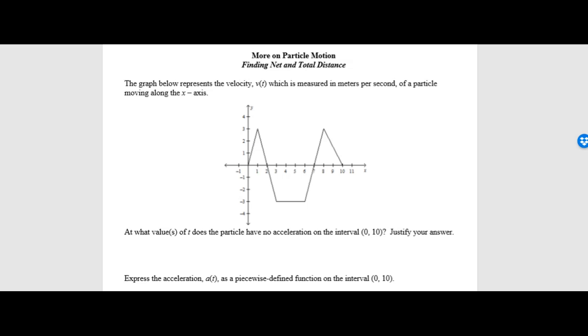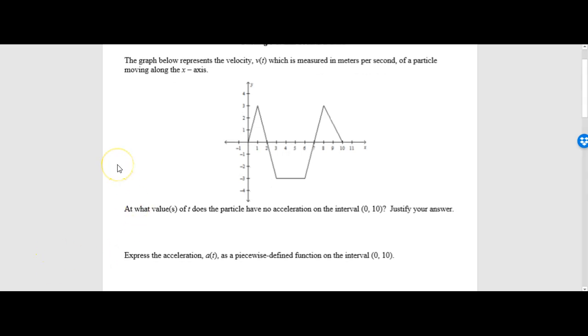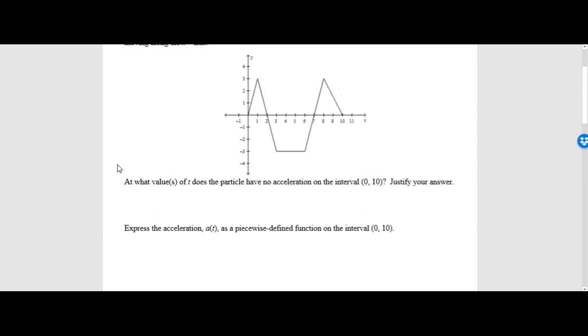So in this lesson, we're given a graph. The graph represents a velocity function, v of t, measured in meters per second. So our x-axis would be seconds, y-axis would be meters. First question is, at what value or values of t does the particle have no acceleration on the interval 0 to 10? Justify your answer.